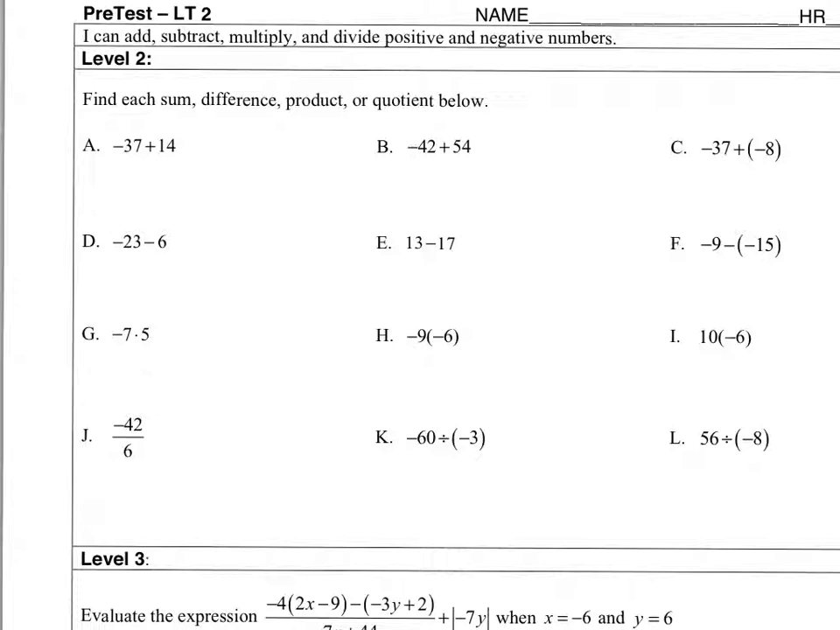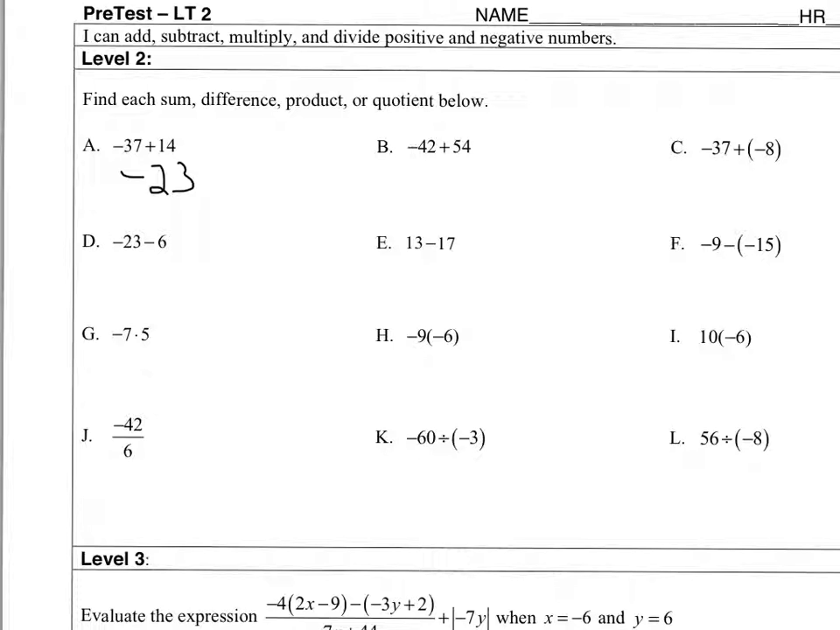In part A, I see we have a negative plus a positive. And of course, when we have a negative and a positive, you actually subtract the two numbers. So 37 minus 14 is 23. And because 37 is larger than 14 and 37 was negative, my result is negative 23. As we go through, we can keep doing our arithmetic.